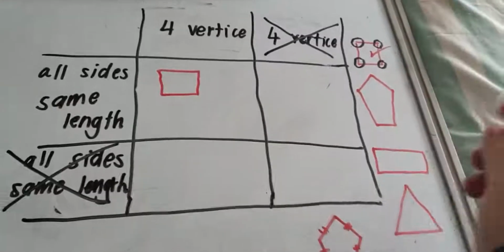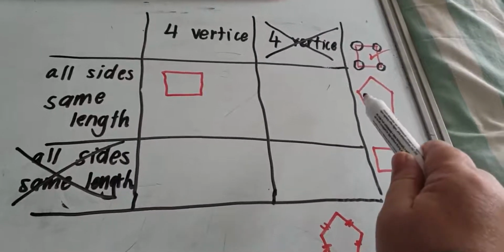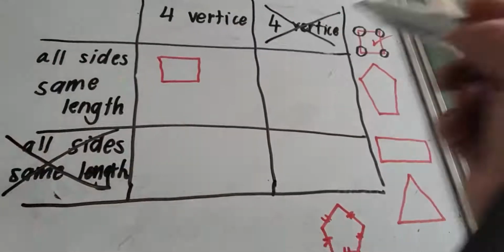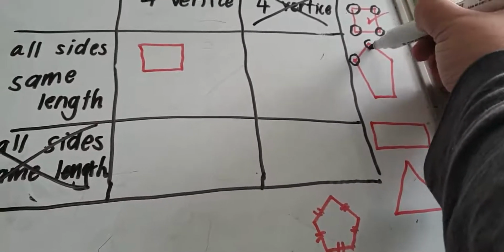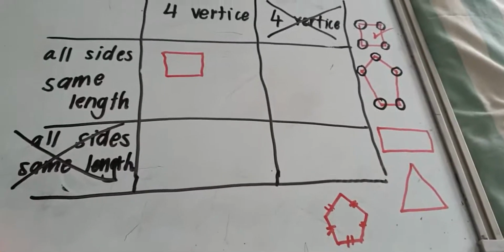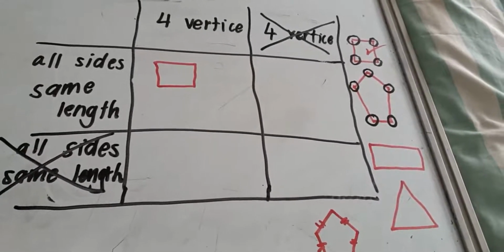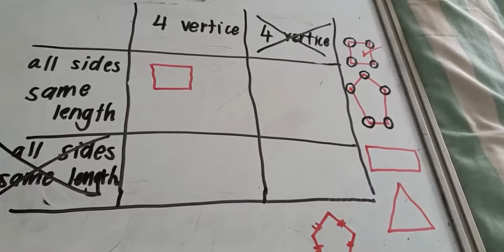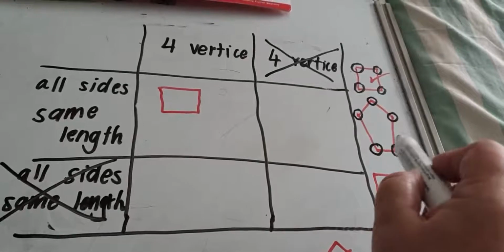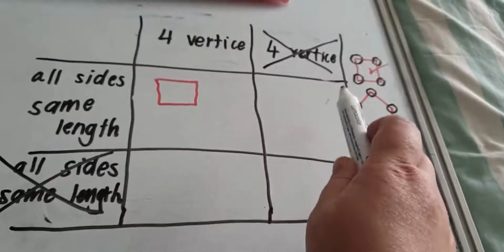Okay, now, next one. We've got a shape with 1, 2, 3, 4, 5 sides. And it's got 1, 2, 3, 4, 5 vertices, or points where the sides meet. You're right, it is a pentagon, but we need to sort where it's going to go. So we've figured out it's got 5 vertices. So does it have 4 vertices? No, it doesn't have 4 vertices.